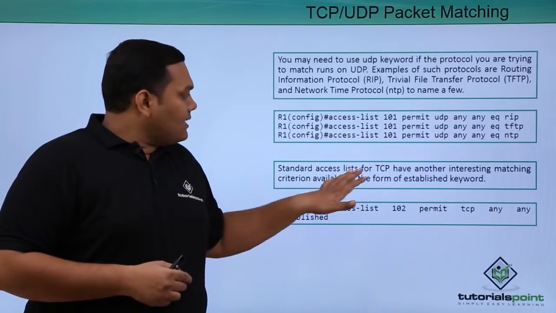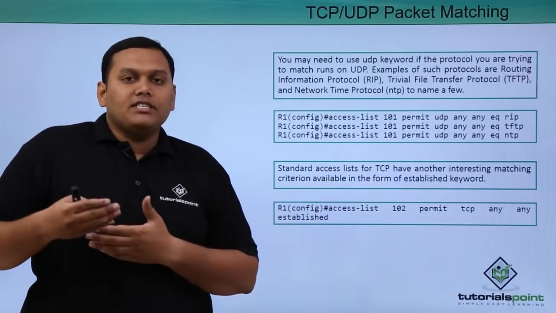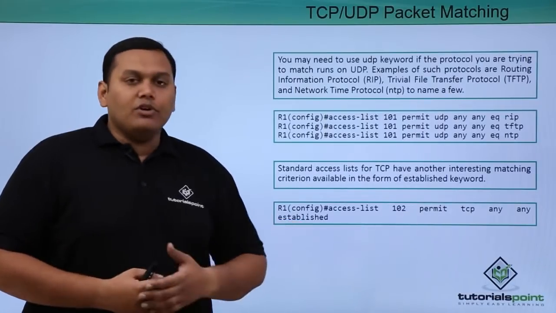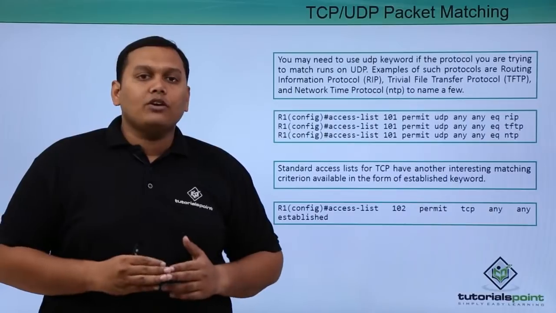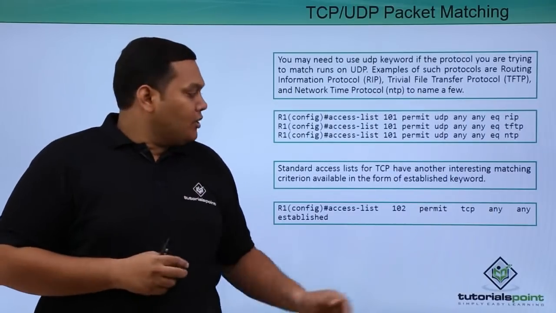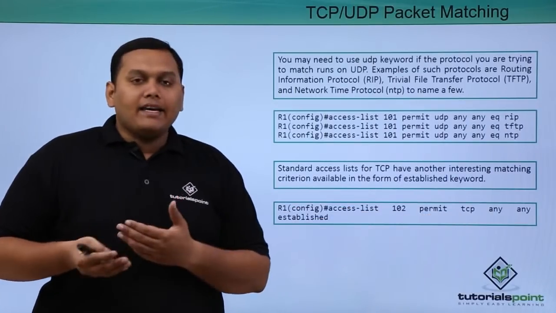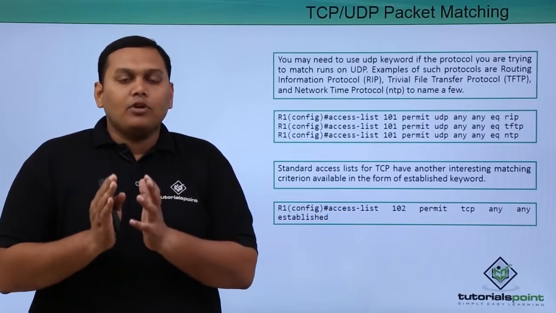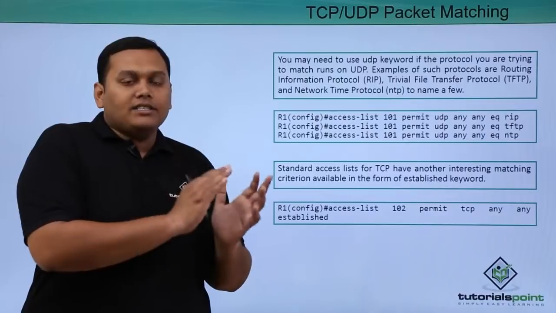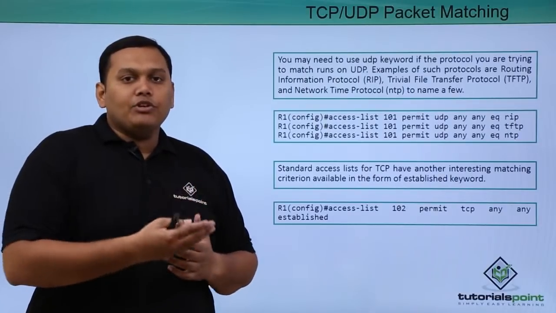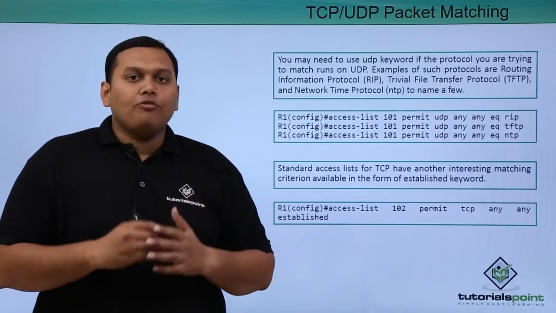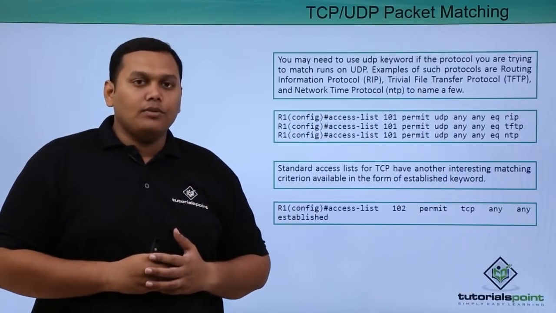For TCP, you can also permit using the established keyword. There is a very important keyword here called established, so matching TCP packets with the established keyword will also be helpful. So these are the important points of the extended access list protocols, and in the next videos you will learn about the named and numbered versions of how the extended access list works.